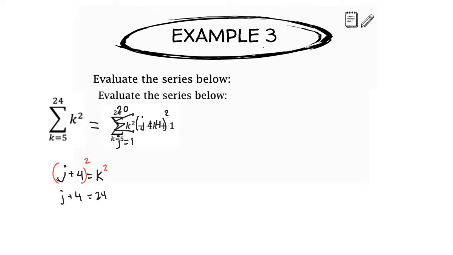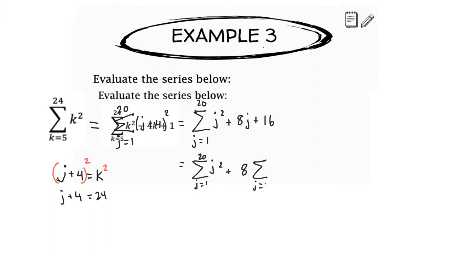The advantage of this new representation, of course, is that the lower limit starts at 1, and all the formulas that we're learning apply. Right? So I get this when I multiply the binomial. (j plus 4) squared would be j squared plus 8j plus 16. And now I'm able to distribute that sigma so that I work out the sum from 1 to 20 of j squared, and then 8 times the sum from 1 to 20 of j, and then the sum from 1 to 20 of the constant 16.